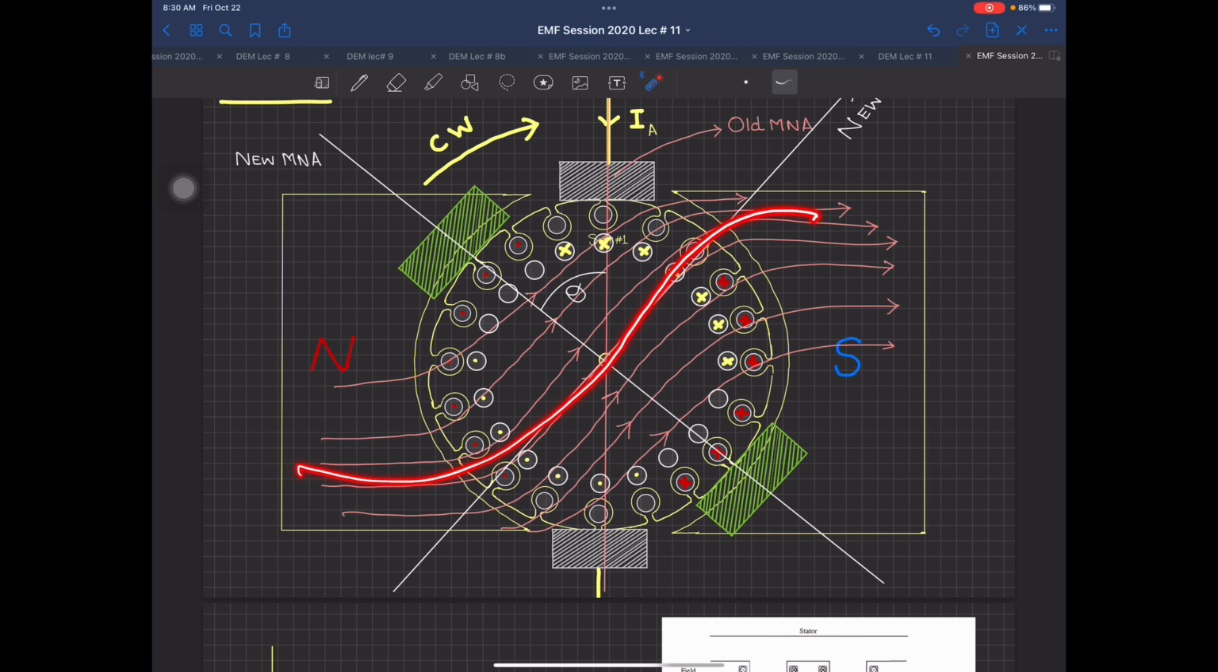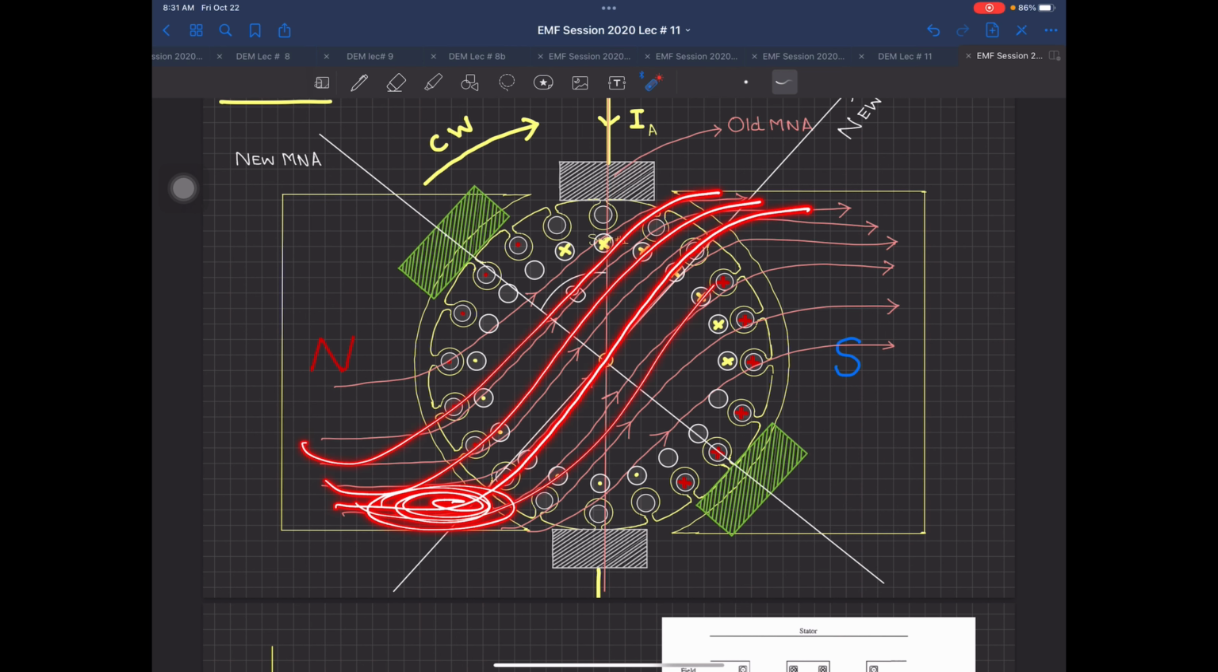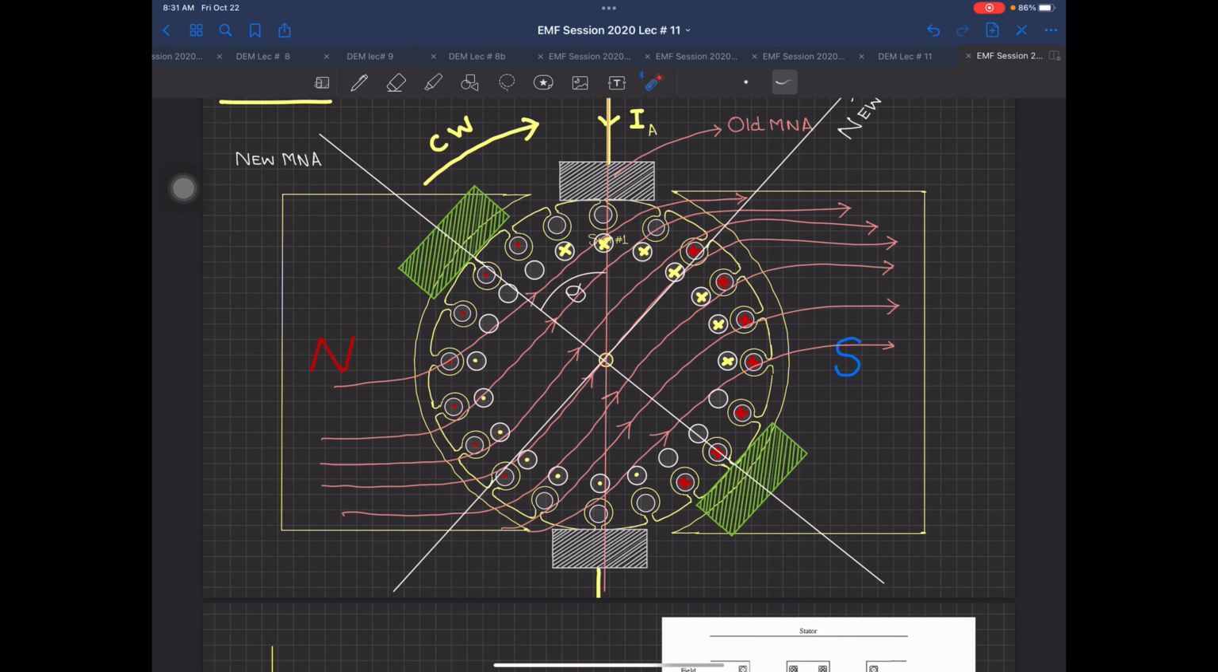So there is a limitation from the magnetic field side also: your magnetic field lines will be concentrated in this area. All the magnetic field lines will be flowing over here from this portion to this portion. But in this area, this one and this one, fewer magnetic field lines will be there. Why? Because you have a magnetic neutral axis now shifted over there.